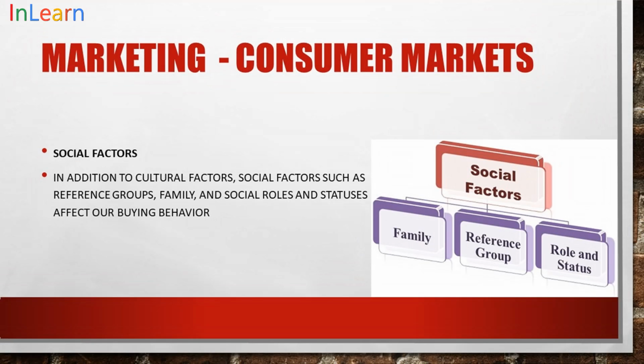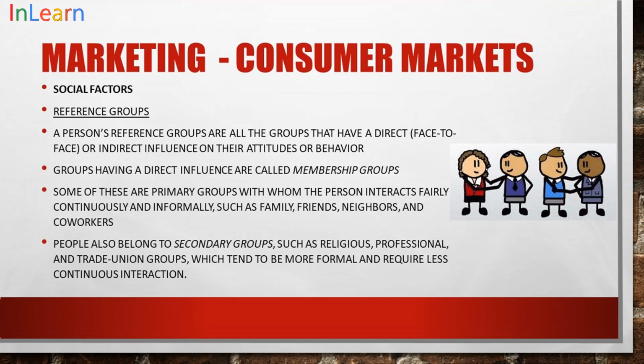Social factors. In addition to cultural factors, social factors such as reference groups, family, and social roles and statuses affect our buying behavior. Reference groups. A person's reference groups are all the groups that have a direct, face-to-face, or indirect influence on their attitudes or behavior. Groups having a direct influence are called membership groups. Some of these are primary groups with whom the person interacts fairly continuously and informally, such as family, friends, neighbors, and co-workers. People also belong to secondary groups, such as religious, professional, and trade union groups, which tend to be more formal and require less continuous interaction.